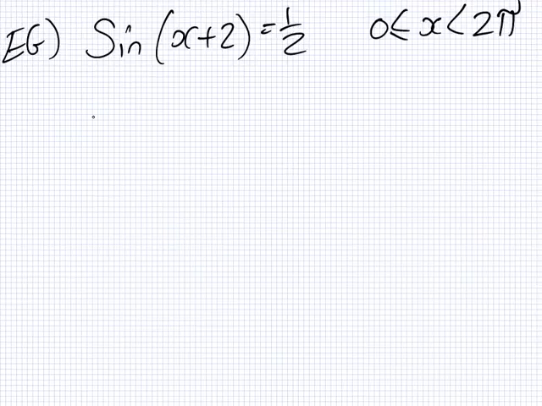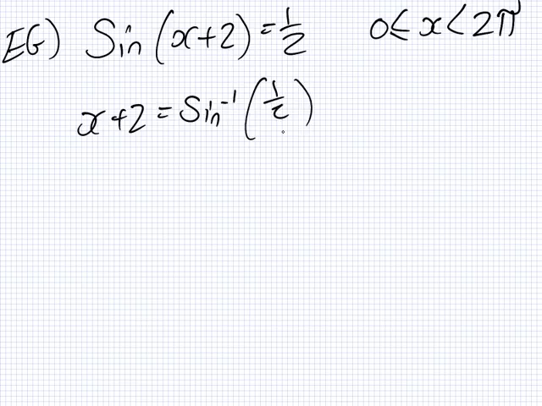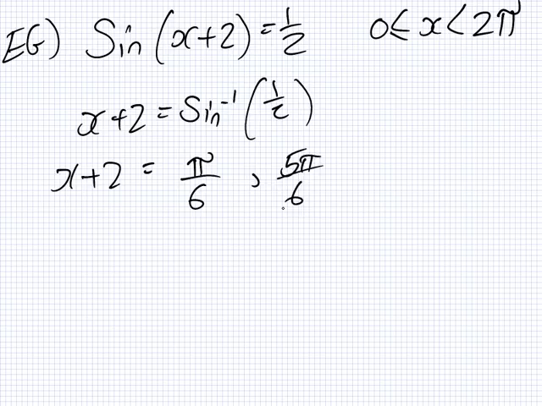Right. So again, it starts the same. x plus 2 equals sine inverse a half. So then we get x plus 2. Now it's not 30 because it's radians. What's that? Pi over 6, I think. Yeah, pi over 6. And the second answer is pi minus pi over 6, so that's 5 pi over 6.